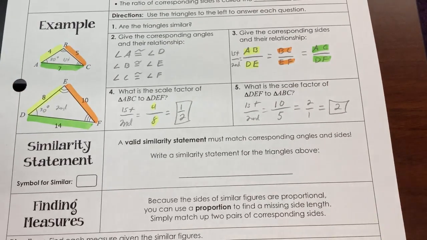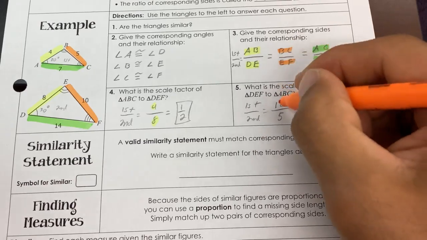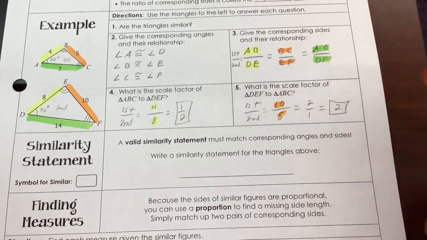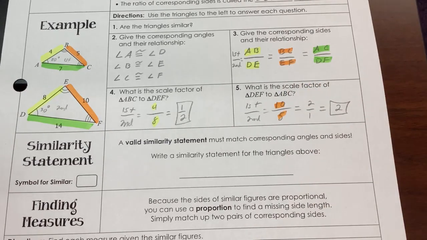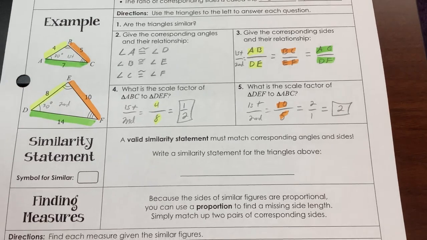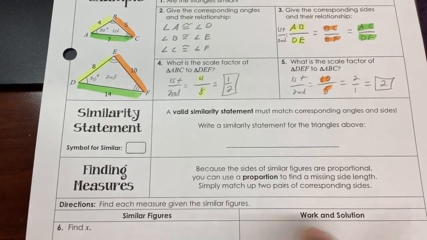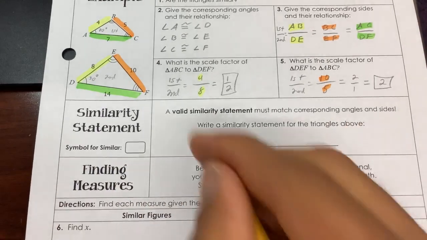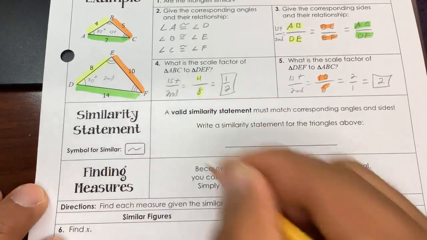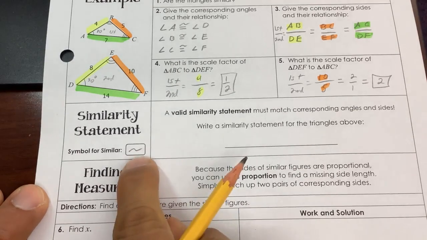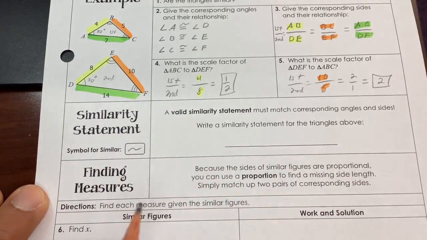All right, and so we'll take a look at different scale factors and how they affect different shapes here later on. Let's go ahead and move on to what they call the statement of similarity. So whenever you're talking about similar figures, you're gonna see this little wavy symbol like that. That wavy symbol means that something is similar to something else.